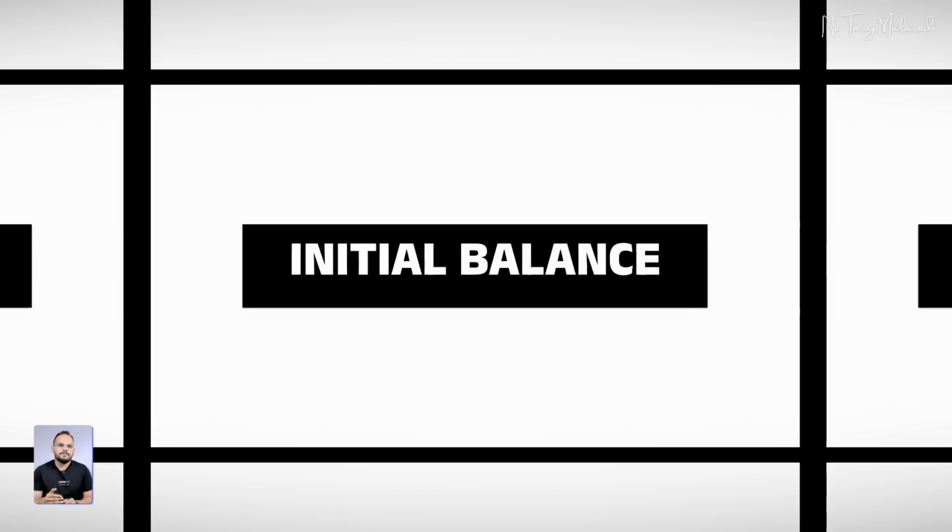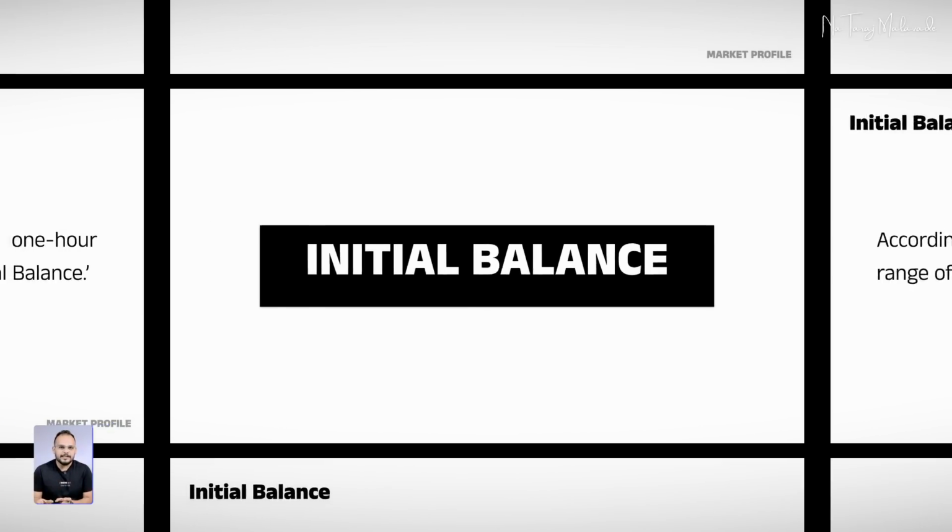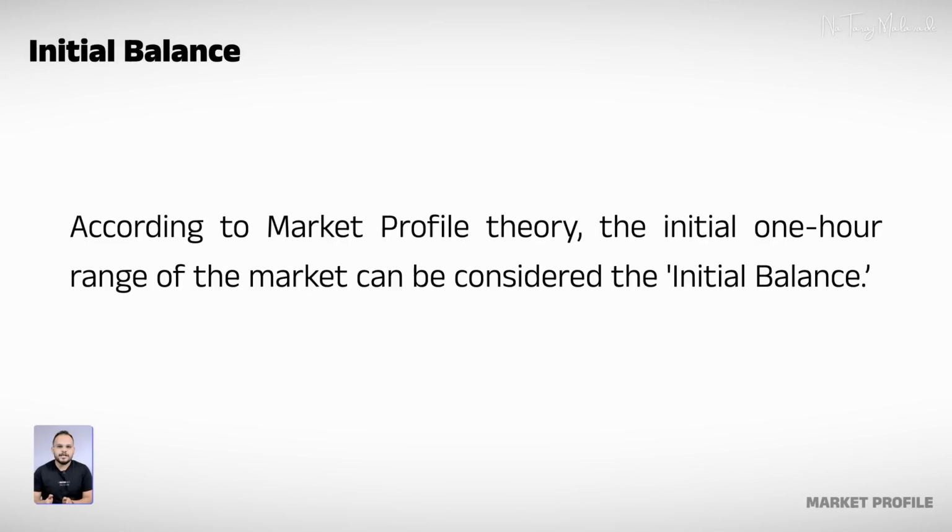The first concept we are diving into is called the initial balance. To put it simply, according to market profile theory, the initial 1 hour range of the market can be considered the initial balance. However, it could be 2 hours or 3 hours; it entirely depends on the context of the market you are trading in. For the Indian market, a 1 hour range definitely makes sense because we have around a 6.5 hour market session. If you're trading markets with longer durations, like 12 or 24 hours, you can think of an initial balance of a 2 hour or 3 hour range. But whatever you do, it has to be based on data. So it's crucial to backtest and verify it on at least 2 to 5 years of data.